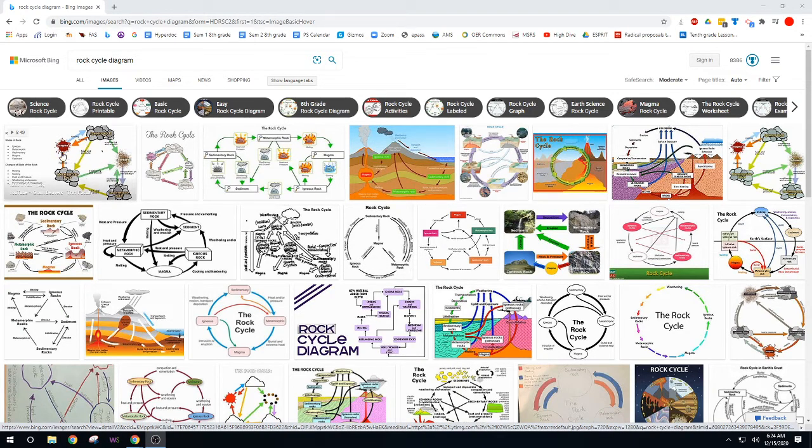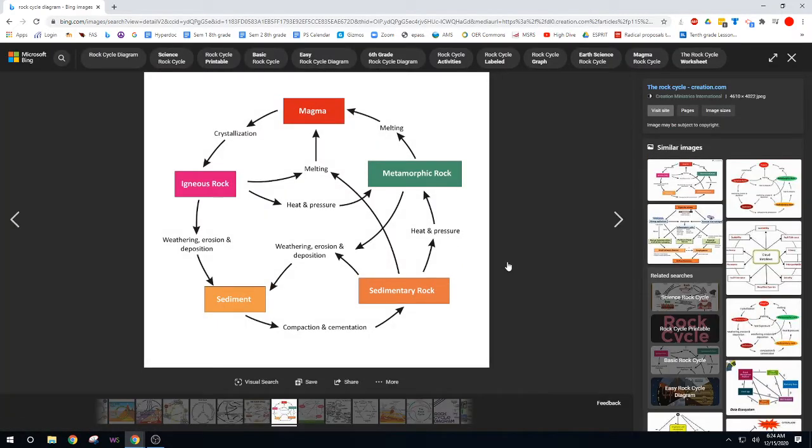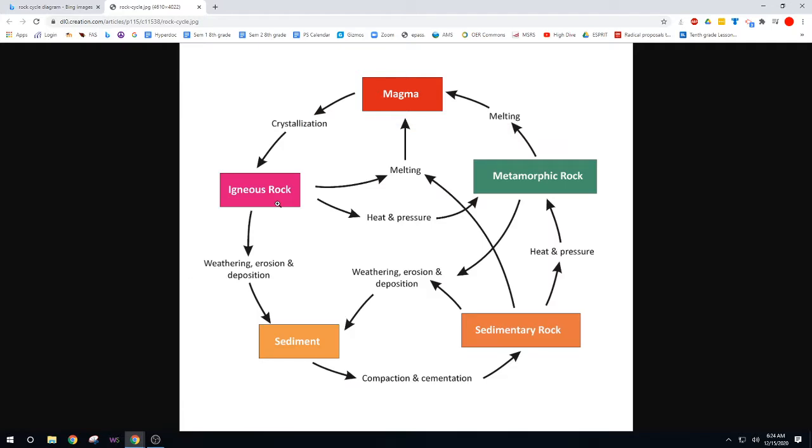This one here is the one that I used for my first video on the rock cycle, so I'm not going to use that. I probably should have checked ahead of time, but I'm going to use this one. It's a little more complicated, but I'm going to go with it just to show you that we can use anyone.